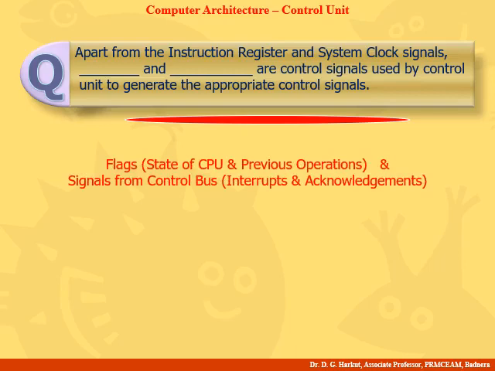That is, 4 inputs to the control unit are instruction register, system clock, flags, and control signal from control bus. These are the 4 signals required by the control unit to generate appropriate control signals.